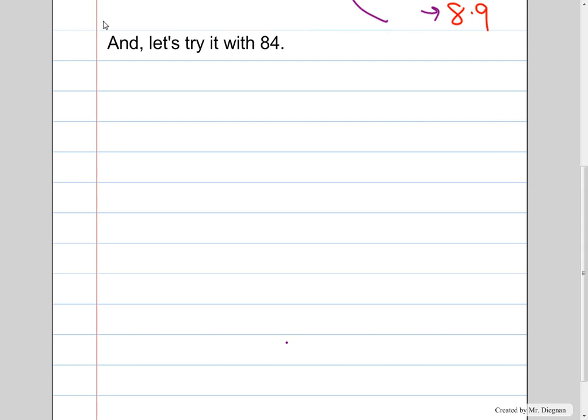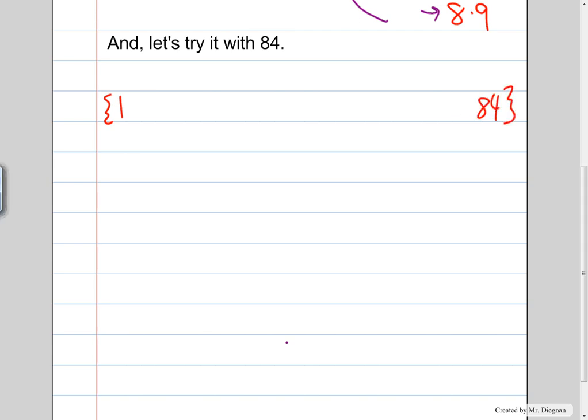All right, so now we're going to do the same thing for the number 84. Now, what is our first factor pair of 84? 1 and 84. Very good. Now, since it's an even number, what do I know? 2. I know 2 is going to work.